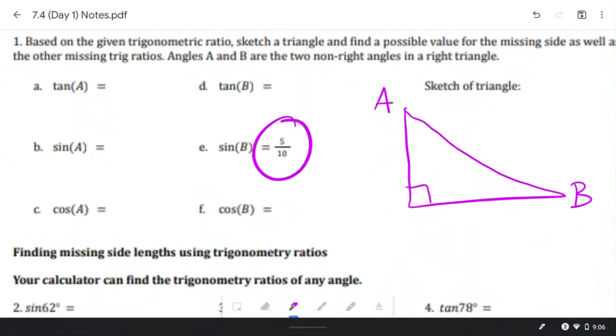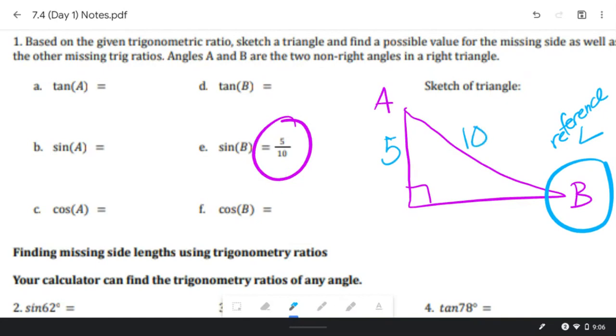So that's our reference angle. And remember, it's opposite over hypotenuse. So that means that this is my opposite. 5 is opposite, and the 10 is the hypotenuse. So we have to figure out what this is right here, what that side is. And since it's a right triangle, we can use the Pythagorean theorem.